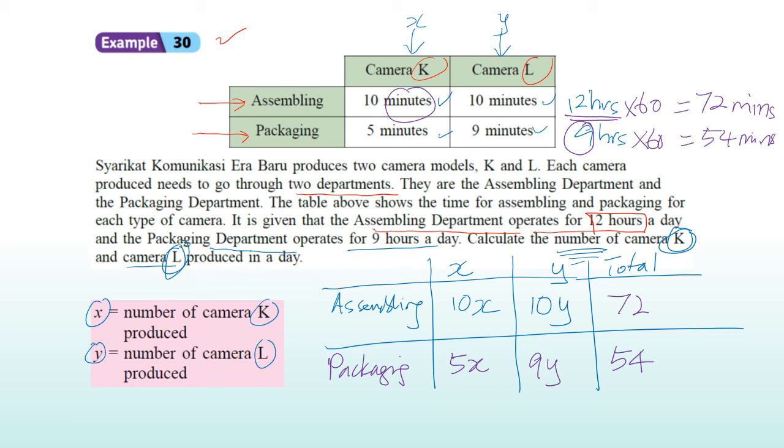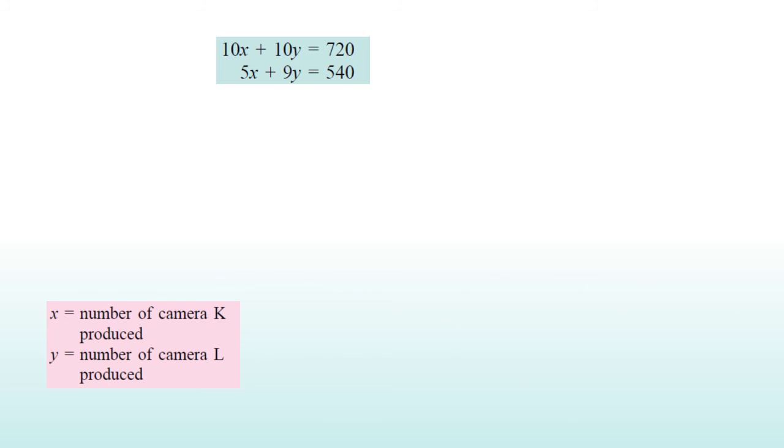Okay, now your job is, like example 29, you have to make the equation first before you can solve it using matrix. So you know that this one you add up, it'll become 720. That is your first equation. And then 5x you plus with 9y, you'll get 540. So these are the two equations that you are looking for. Okay, so you just solve it using matrix. You change it into matrix first, it will come like this.